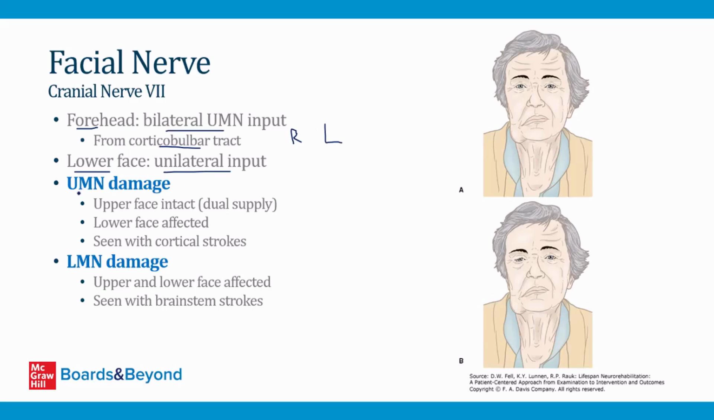This means that if you have upper motor neuron damage, the forehead, the upper face, will be intact. It has dual upper motor neuron supply. So you've got the right and the left cortex sending upper motor neurons to the facial nerve fibers that go to the forehead. If you lose one side, no problem, the other side can take over. So when there's an upper motor neuron lesion involving the facial nerve, only the lower face will be affected.